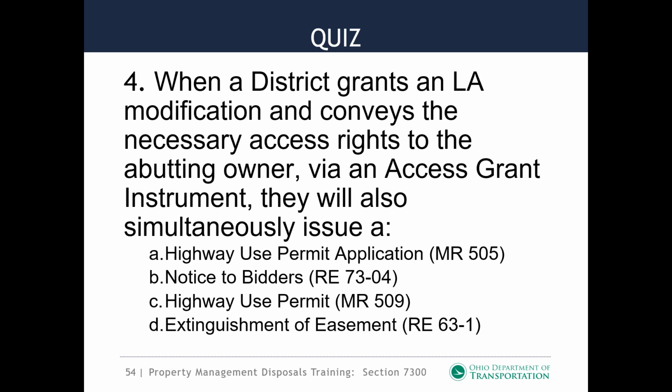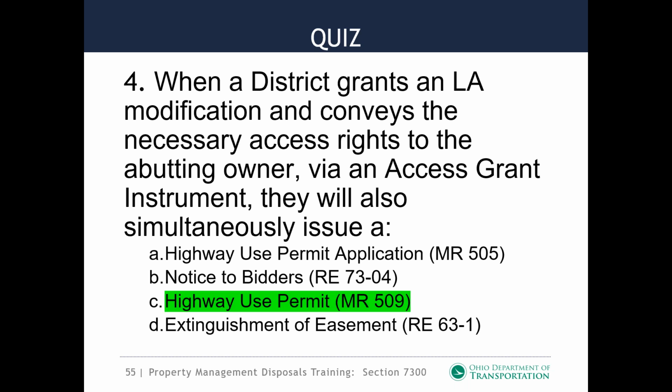Okay, we're getting a little bit of a mixed response here. Looks like the majority of the people have chosen C like cat, but there's a couple who responded D like dog. C would be the correct answer, highway use permit.